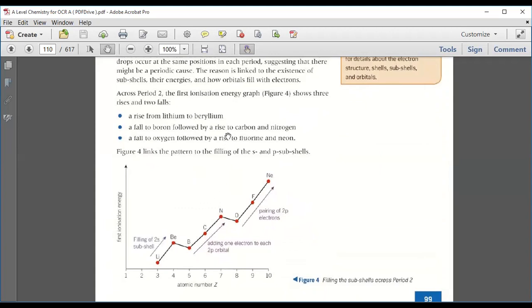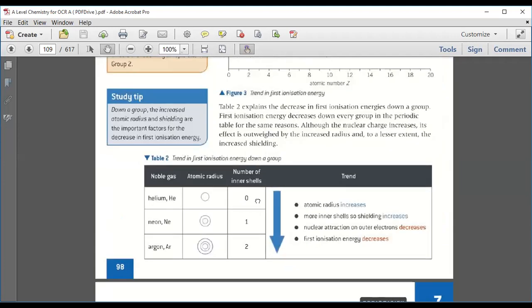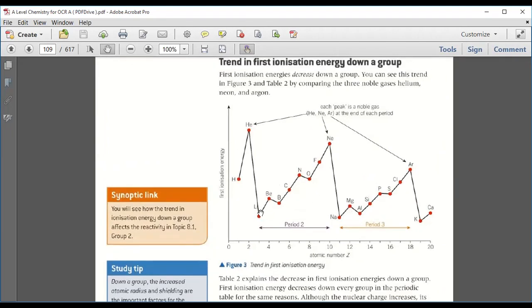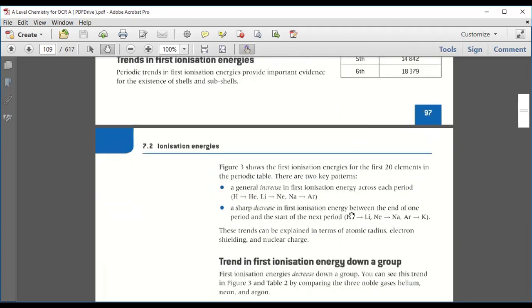Now, if you see this, the same zigzag pattern is almost the same. After this one, decrement. After this one, decrement. First increase, then decrease, and then increase. Nitrogen, oxygen is almost similar. Phosphorus, this one is almost similar. So the pattern is almost the same. Why? Now see this.